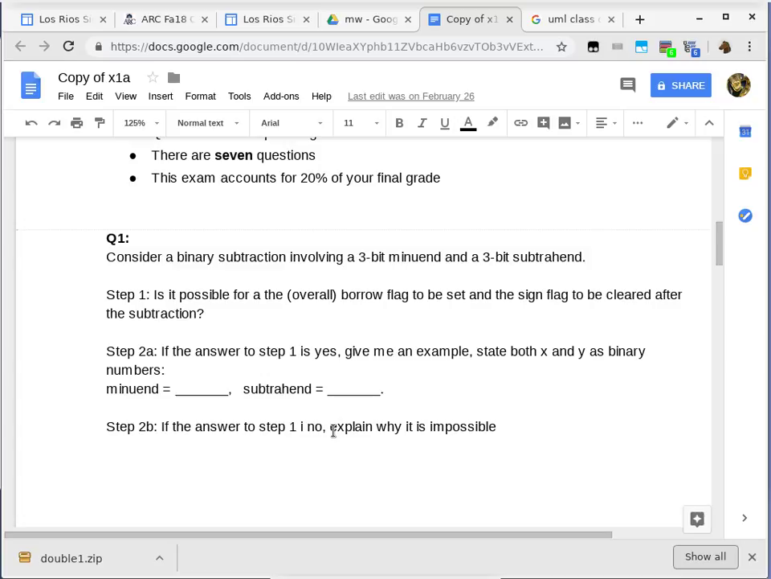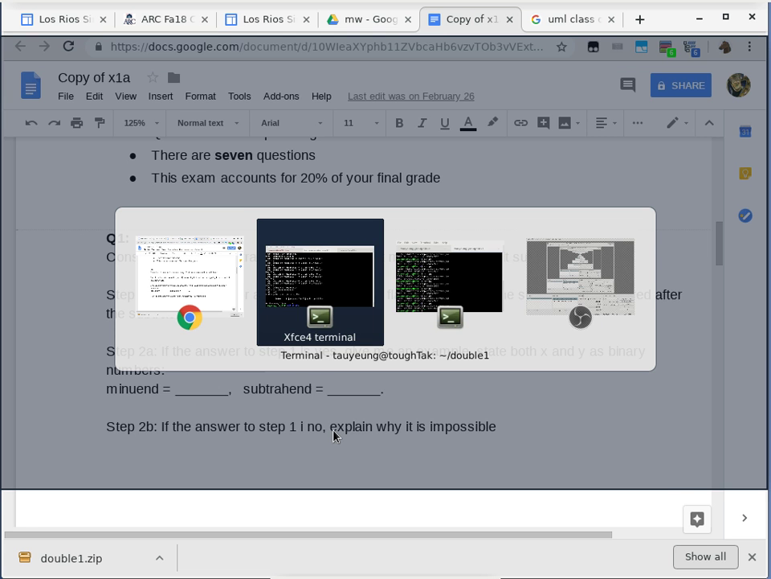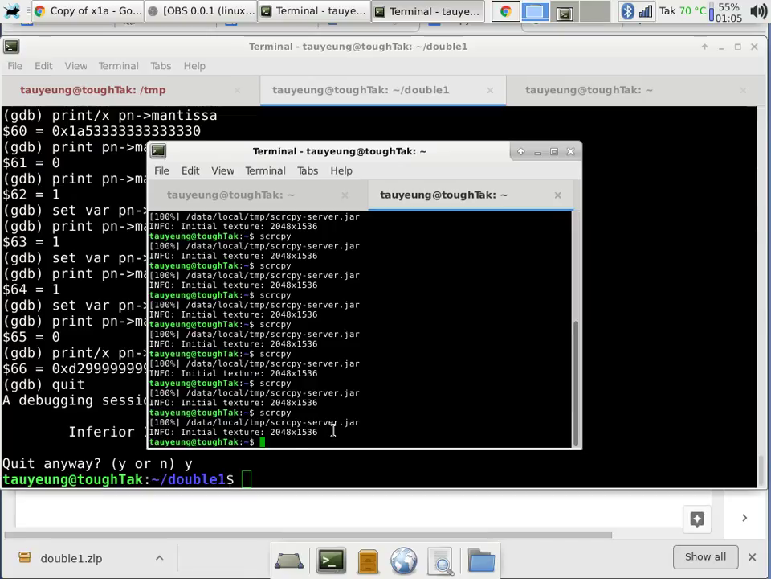Is it possible to have an overall borrow flag set, but the sign flag cleared after a subtraction? Okay, so let's take a look at what that means. Okay, so what I'm trying to do right now is to illustrate how I would tackle that problem.